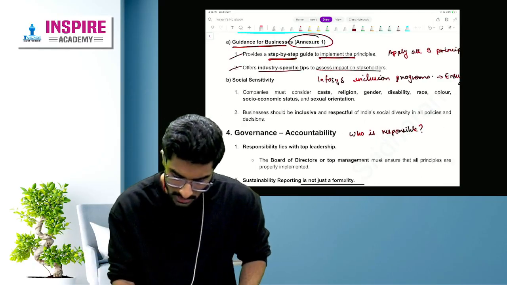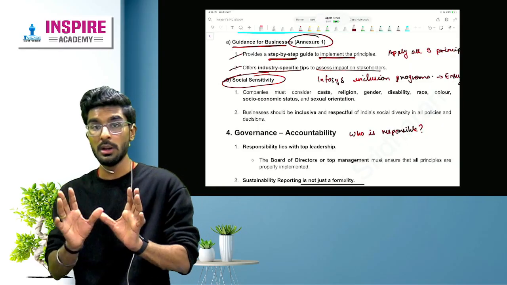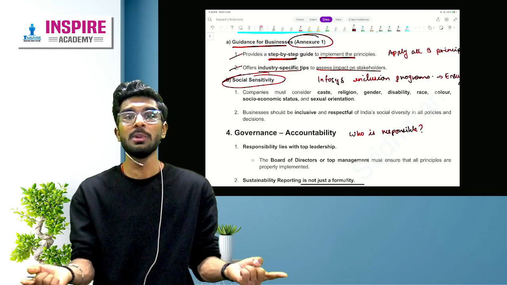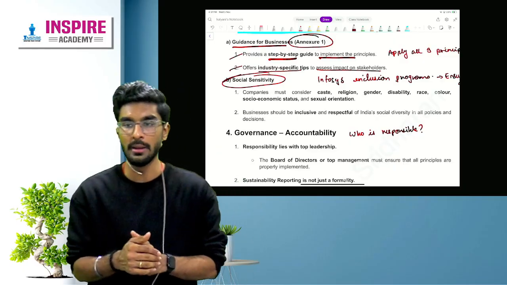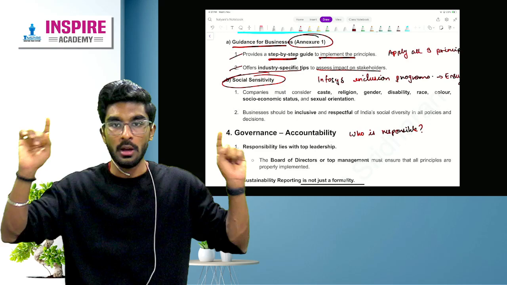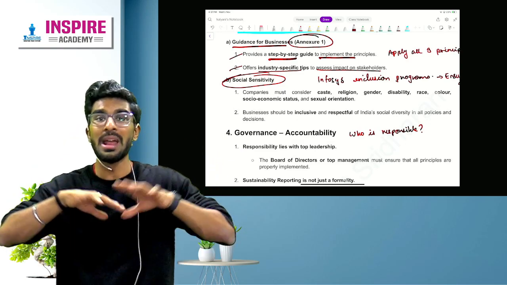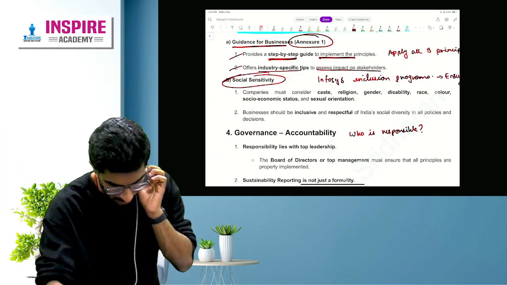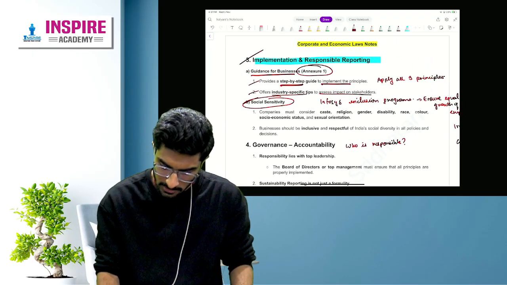And number two is social sensitivity. What is the meaning of social sensitivity? Which means you are very, very sensitive towards social development. You are working towards social development. You are trying to include as many people from diverse backgrounds as possible. No matter if they are men, women, of different class, different caste, different religion, doesn't matter at all. Your job as a responsible ethical company is to employ as many people from diverse backgrounds as possible so that everyone will grow in society. Okay.